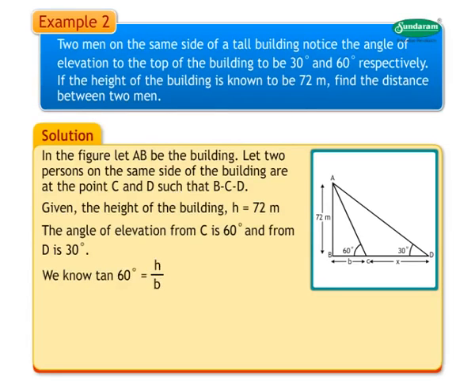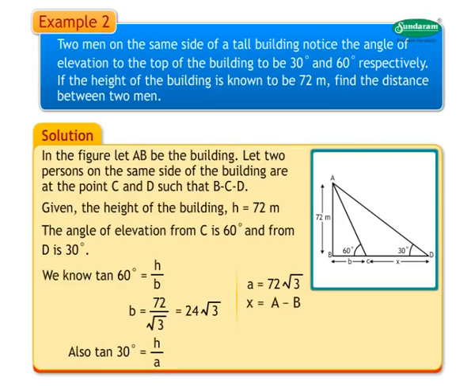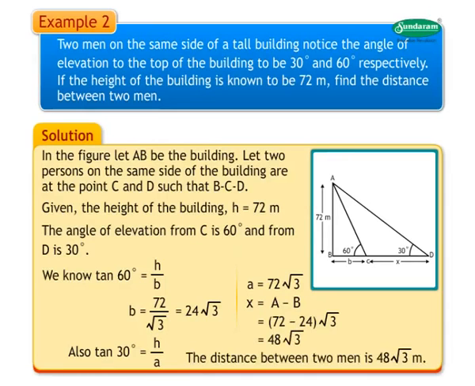We know tan 60 degrees is equal to H upon B. B is equal to 72 upon root 3 is equal to 24 root 3. Also, tan 30 degrees is equal to H upon A. A is equal to 72 root 3. Now, X is equal to A minus B is equal to 72 root 3 minus 24 root 3 is equal to 48 root 3. The distance between two men is 48 root 3 meters.